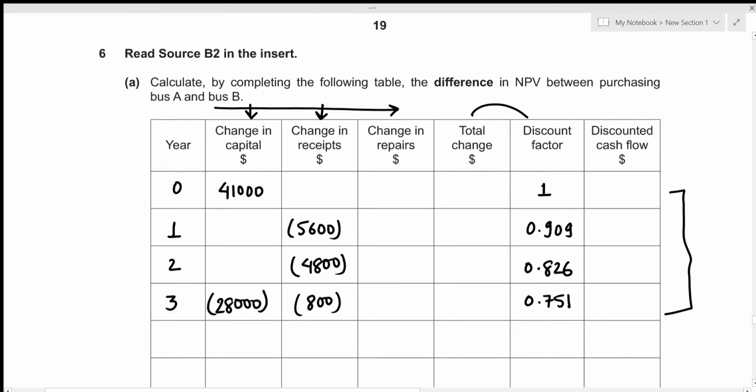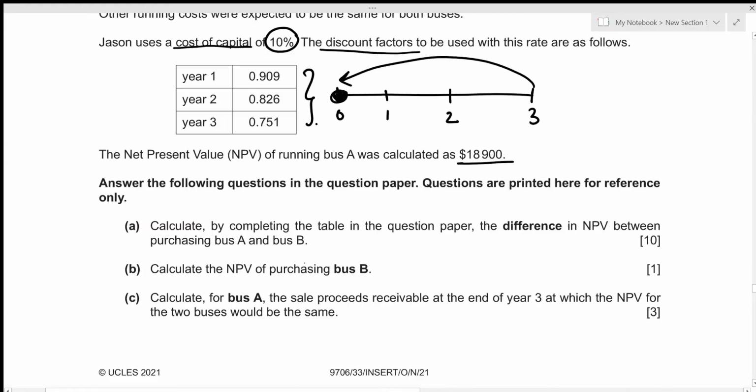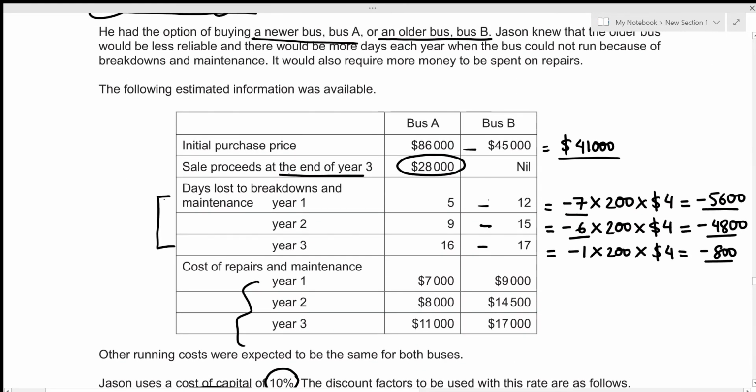Now we move towards figuring out our change in repairs. Let's have a look at the above information. So we're already given the cost of repairs and maintenance for both bus A and bus B. In order to figure out the change, we can just figure out the difference. So for the first year, that's going to be 7,000 minus 9,000, which results in -2,000.